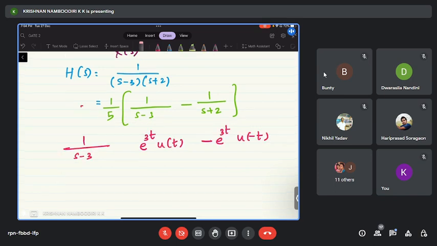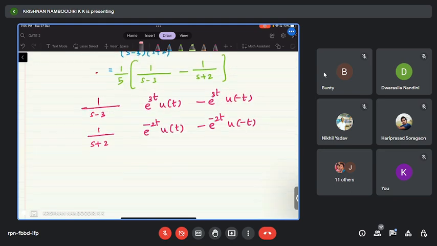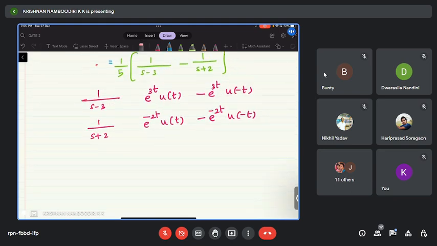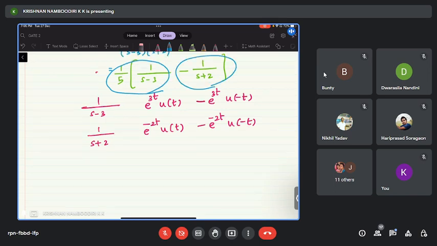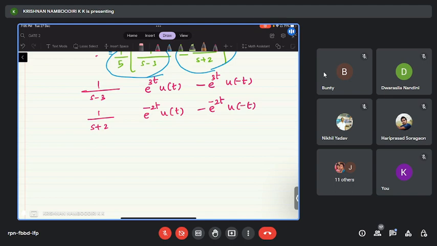Similarly, 1/(s+2) can have either of these two: e^(-2t) u(t) or minus e^(-2t) u(-t). So which one is the correct one? Everything has two options. In total, we have 4 options, correct? This can have 2 inverses, and this can also have 2 inverses. So in total you will have 4 options.